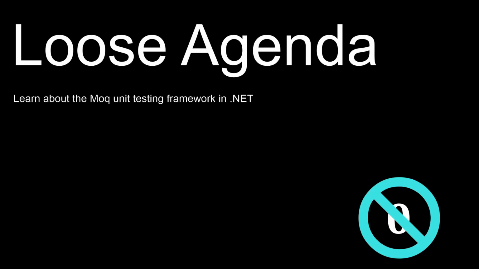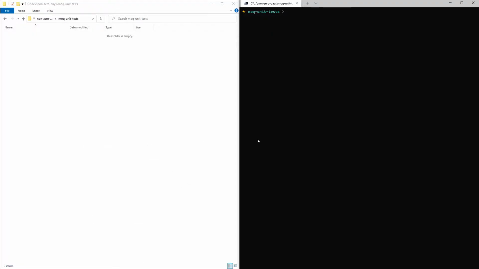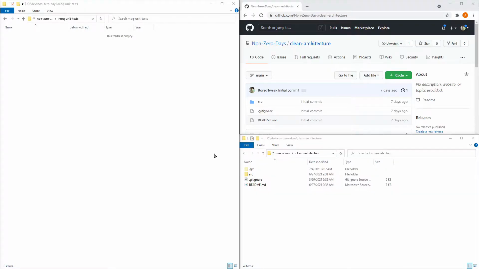During today's exercise, we'll be learning about the mock unit testing framework in .NET. Before beginning today's exercise, you'll want to install .NET 5.0 and Visual Studio. In particular, I'll be using Visual Studio 2022 Community Edition Preview. To start, let's make a mock unit test directory that we can play in. Our goal is to learn how to use the mock testing framework.